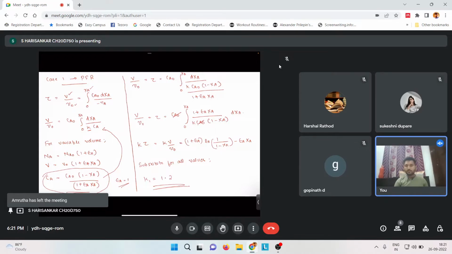Now we have to integrate this equation. V by nu 0 is equal to CA0 into the integral from 0 to XA of dXA by K CA0 into (1 minus XA) by (1 plus epsilon A XA), which is 1 plus XA, and we can cancel out CA0 and CA0. Now we rearrange and integrate, and this integration becomes K tau, or K V by nu 0, equal to (1 plus epsilon A) into ln 1 by (1 minus XA), minus epsilon A XA.